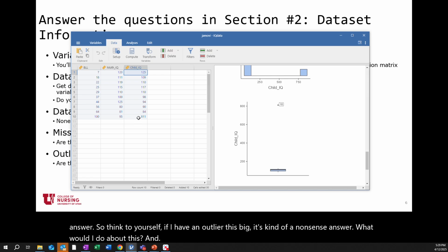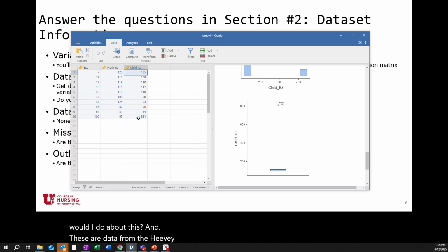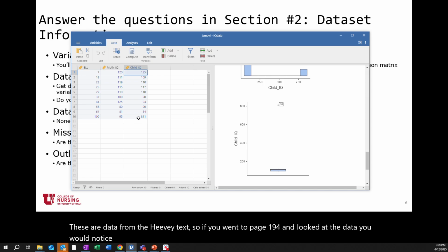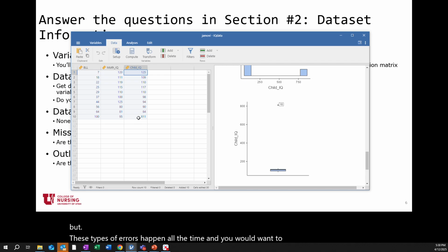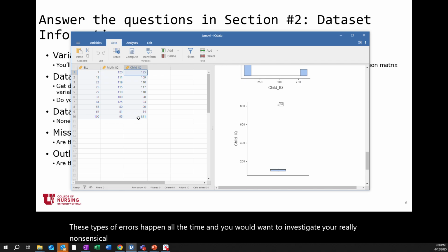These are data from the Heavy text. If you went to page 194 and looked at the data, you would notice that where we have a blood level of 100 and mother's IQ of 95, the child's IQ is actually supposed to be 81. So I apparently fat-fingered this. I actually did it on purpose to give you a chance to see this, but these types of errors happen all the time, and you would want to investigate your really nonsensical answers, from your domain knowledge.